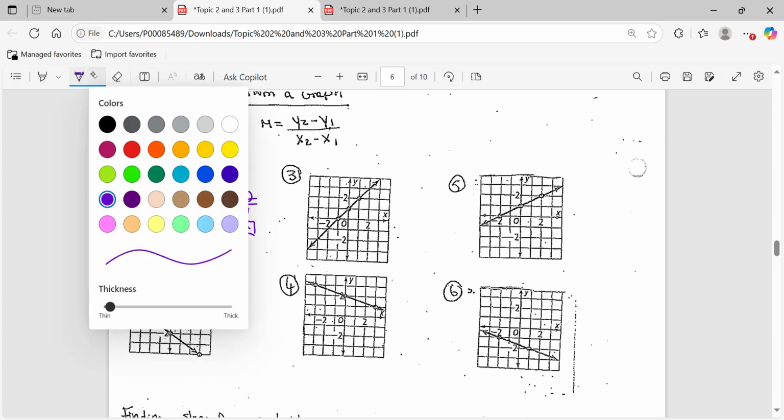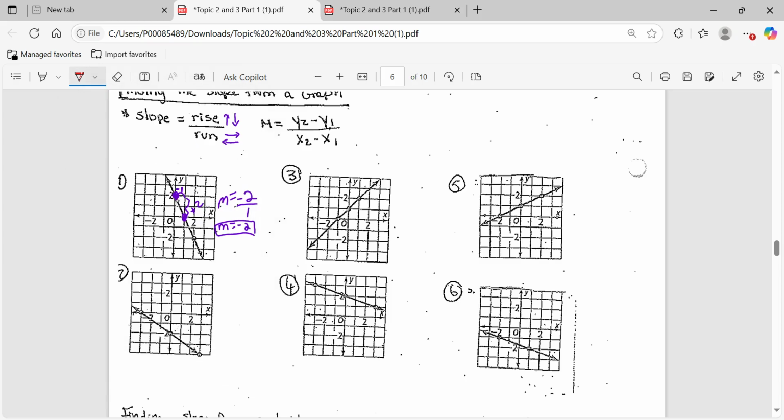If I didn't want to go up and left, I could also go down. But if I went down first, that would be negative 2. And then I would go to the right, which is positive 1. So that my slope would be negative 2 over 1, which is the same again as negative 2. So if I go up and left, it's the same as going down and right.